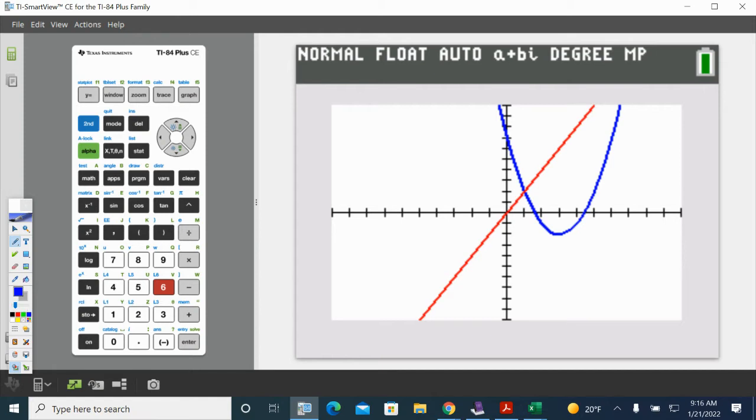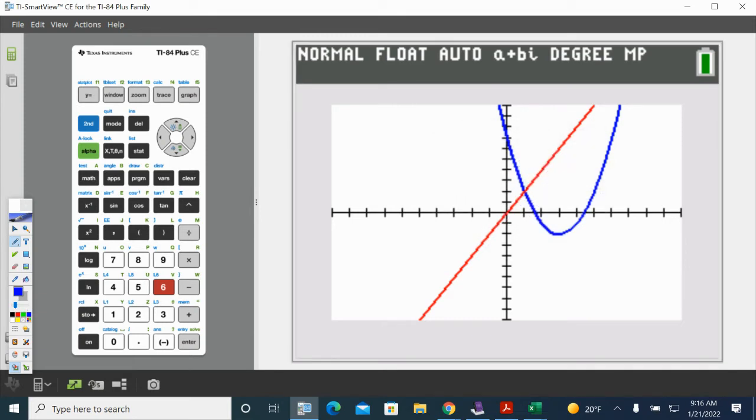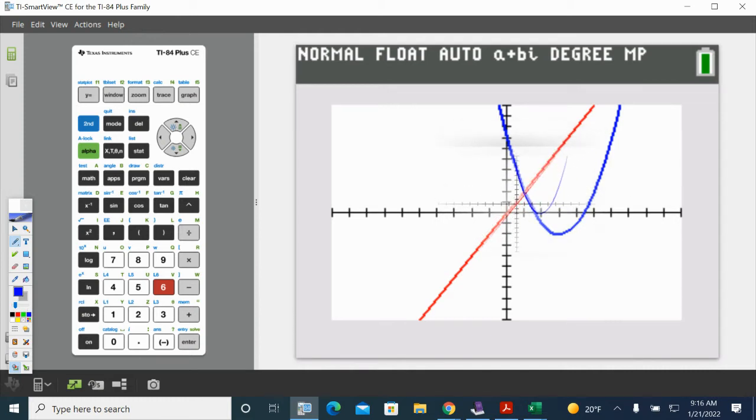You can look at this and easily identify, here's a solution right here. Remember that the solution to any system is where the functions hit each other. Sometimes they might hit each other once, twice, or multiple times. So again, the solution is where they hit.